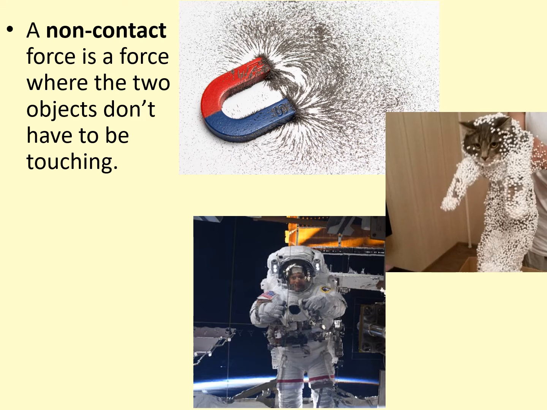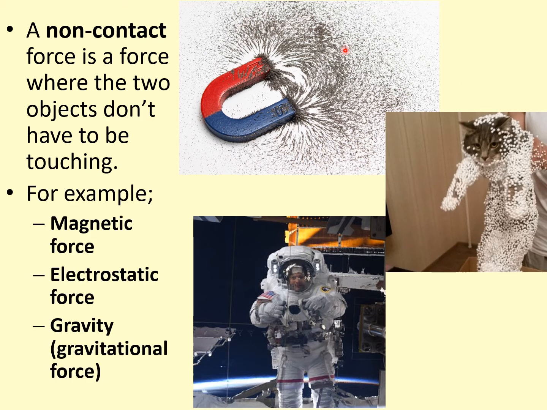All right, here are some examples of non-contact forces. In a non-contact force, the two objects don't have to be touching. The ones you need to know about are magnetic force. The magnet doesn't need to touch all of these iron filings in order to have an effect on them. You can see that it's attracted lots of iron filings to it, and they're stuck on the ends of the magnet, but it's also moved these ones that are still on the paper. So it's not in contact with those iron filings, and yet they can feel the force.